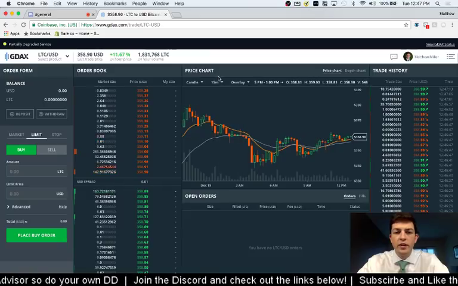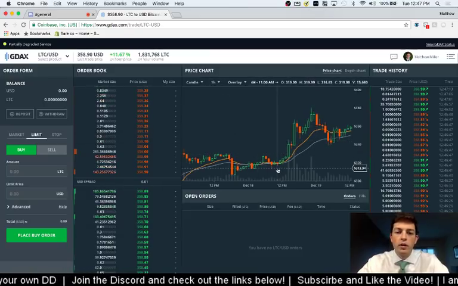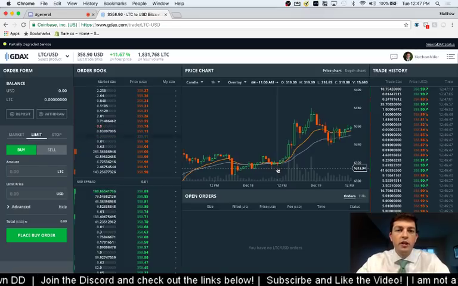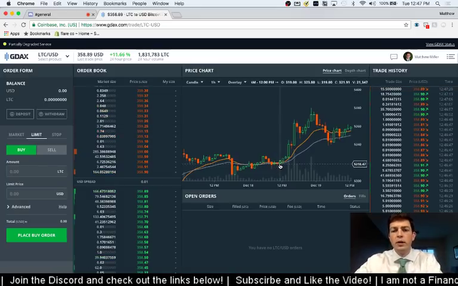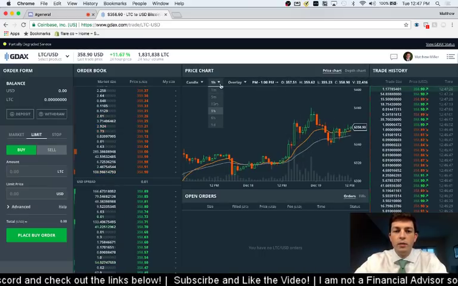So I look at the 15 and the 1 hour for just overall themes of what's going on with the cryptocurrency that I'm partaking in. Right now it's LTC. So I can see that we are in a bullish overturn right now.